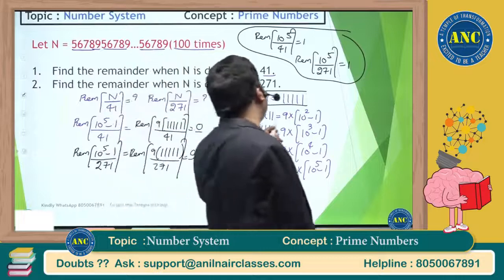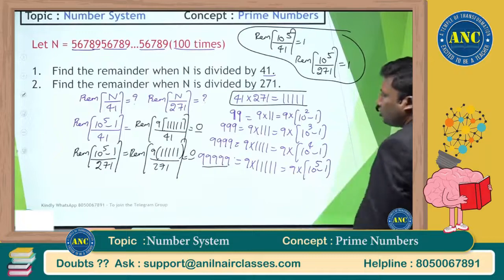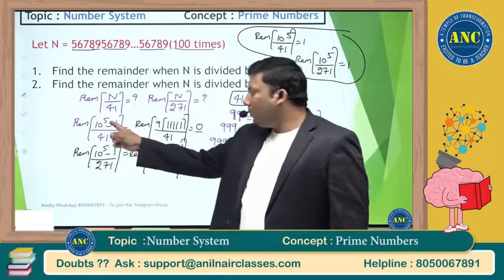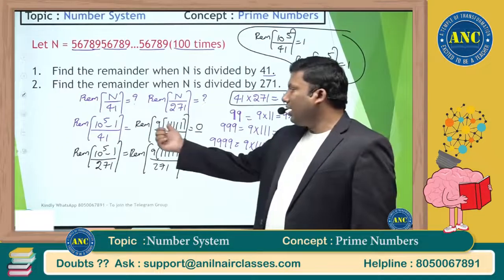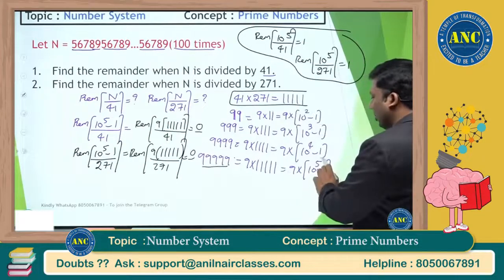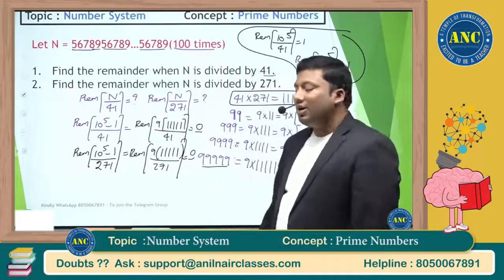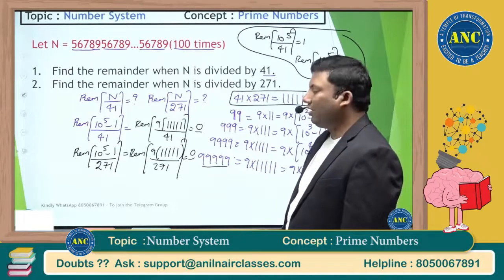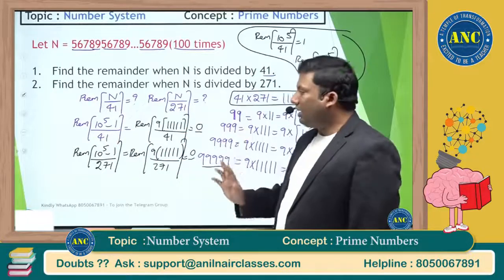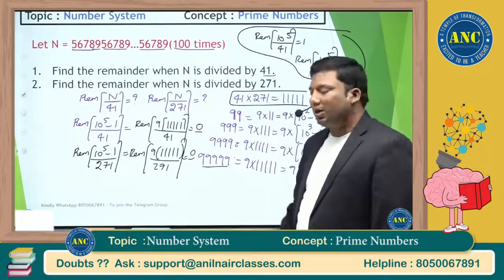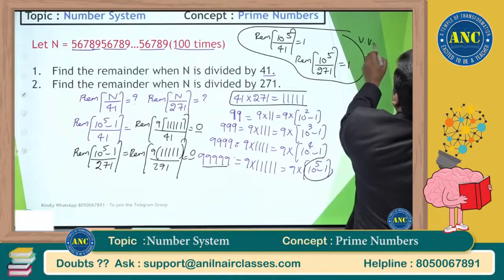If it is 99, it is 9 into 10 square minus 1. If it is 5 nines, it is 9 into 10 power 5 minus 1, which is 9 into 5 ones divided by 41. 5 ones is divisible by 41, remainder 0. Minus 1 comes to the right hand side as plus 1, giving 10 power 5. Very, very important note, sir.